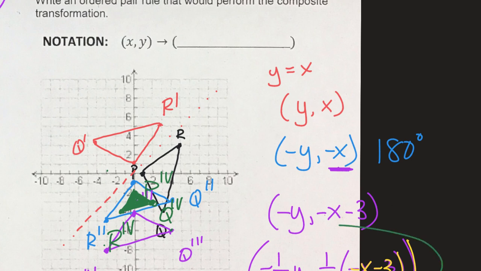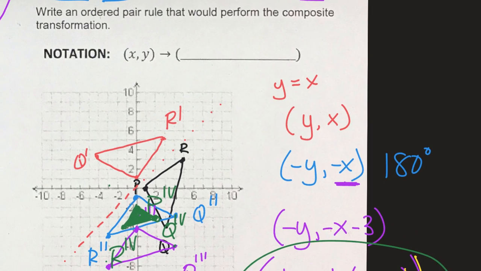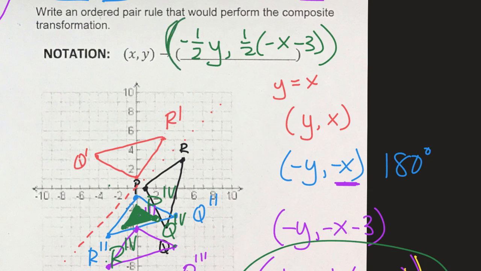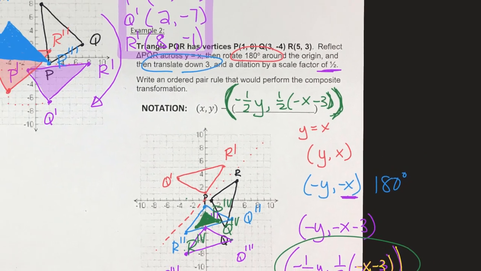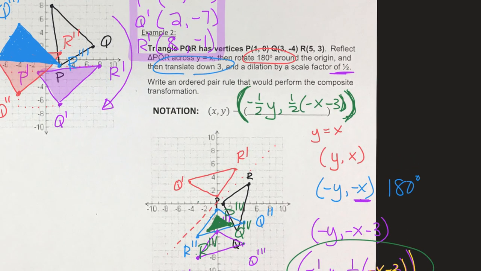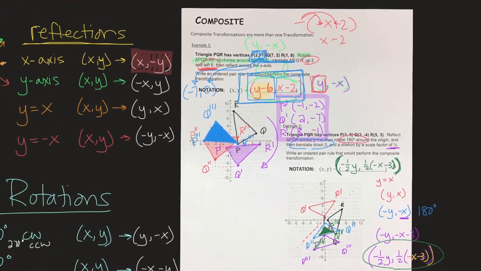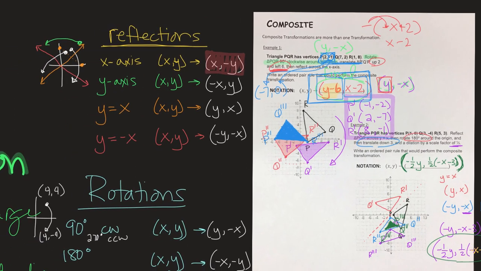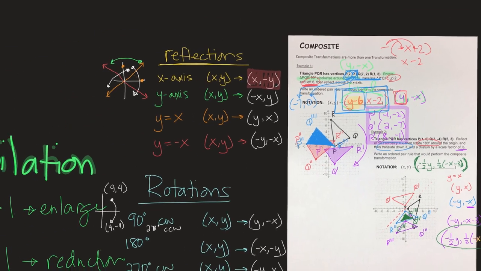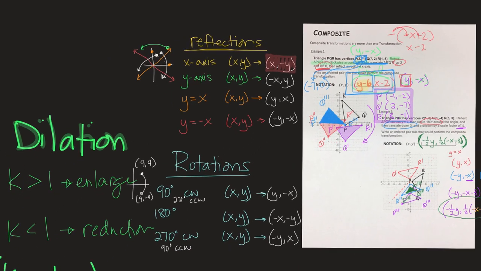Okay, and this is your final notation. So to get to the end, you would take the negative 1/2 of the original y value, and you would take half of the negative of the original x minus 3. And that would be the notation to get from any starting point to this finishing point. So yeah, it's kind of tricky because you really have to keep your x and y coordinates versus positions intact. So it can be kind of tricky.